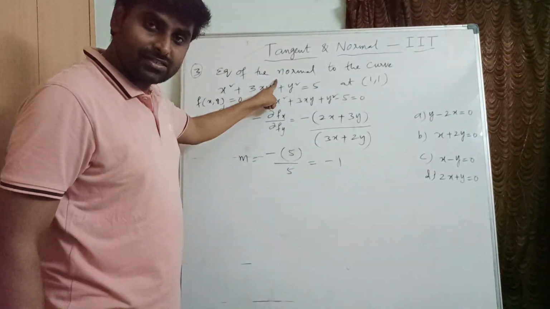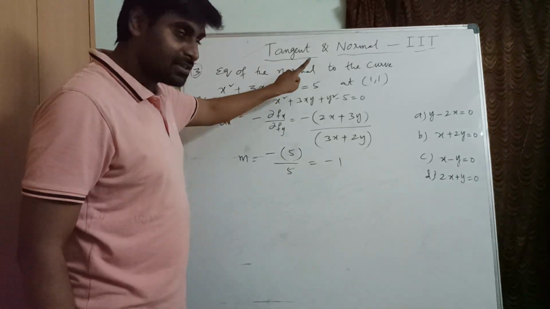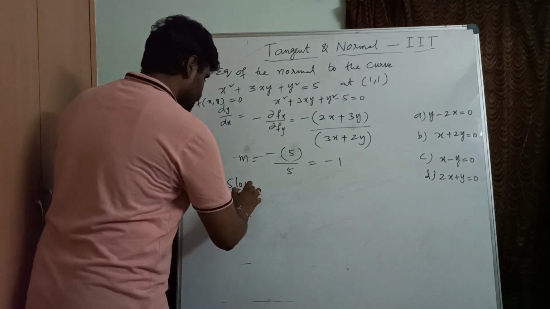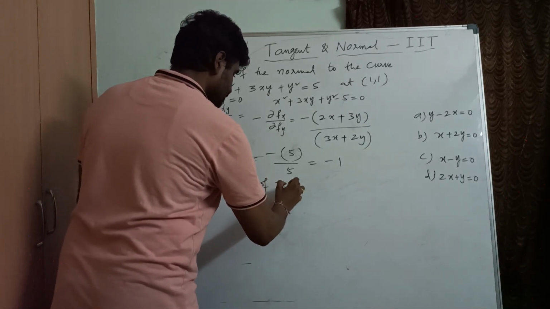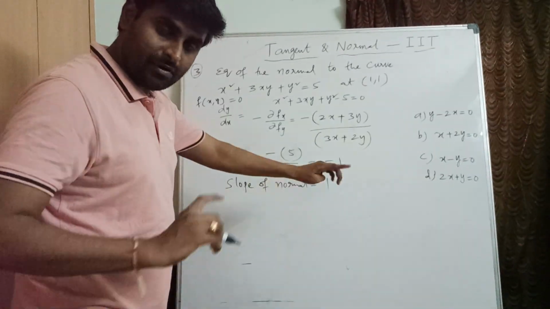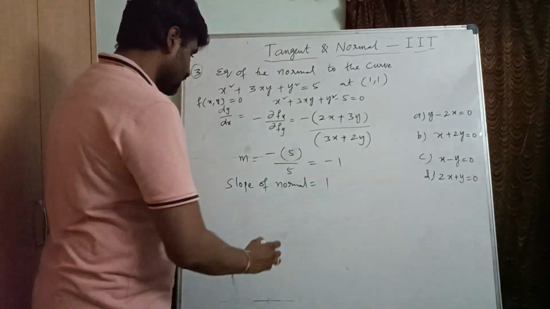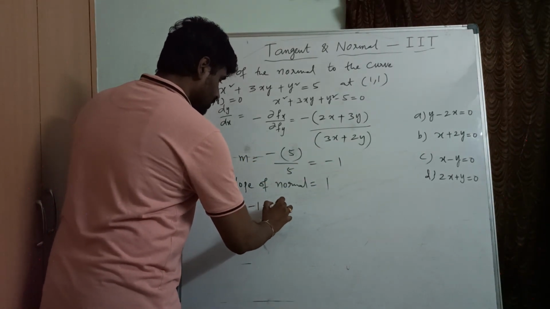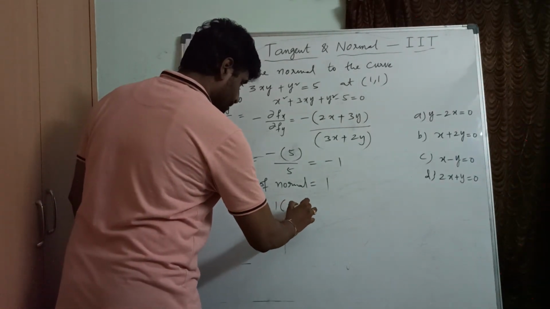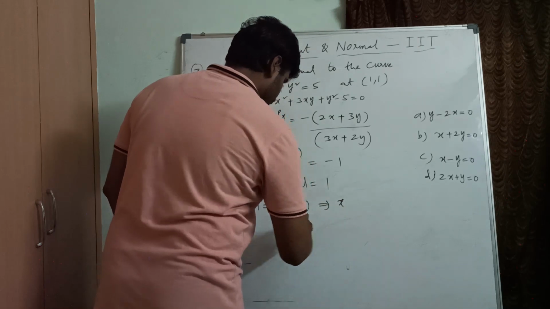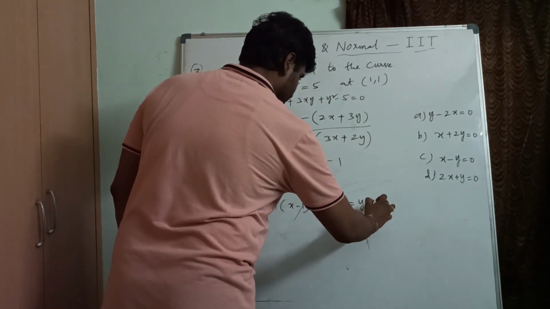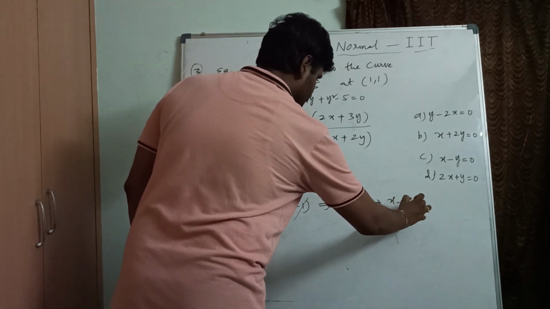What do you need, the equation of tangent or the equation of normal? The equation of normal. Now what is the slope of normal? Reverse it: 1. So the slope of normal is 1. Whenever the slope of tangent is minus 1, the slope of normal is the reciprocal with the sign changed. Now it's very easy to calculate: y minus y1 equals m into x minus x1. Minus 1 gets cancelled, so x equals y, x minus y equal to 0.